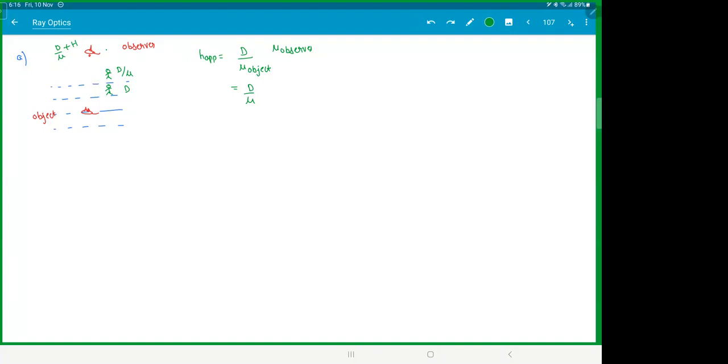Are you getting how I applied the formula? You can't apply the formula like this. You can't say d plus h by mu. That is a blunder. The formula is valid only for the distances measured from the interface. I hope this was clear. I'll just show the second one also. Now the reverse.